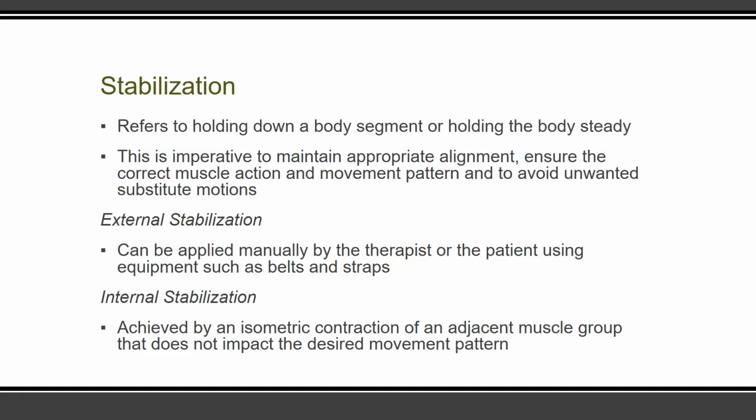The other type of stabilization is probably the one you're most commonly aware of, and that's internal stabilization. And this is through isometric contractions that's holding either joints or body in particular postures or positions. So we say here it's achieved by an isometric contraction of an adjacent muscle group that does not impact the desired movement pattern. So, quite often when you're looking at exercises on TV, or you're listening to an instructor at a class, they talk about engaging the core before you begin the movements. This is a form of stabilization, for example, that helps prevent substitute motions from happening when the exercise is being done.